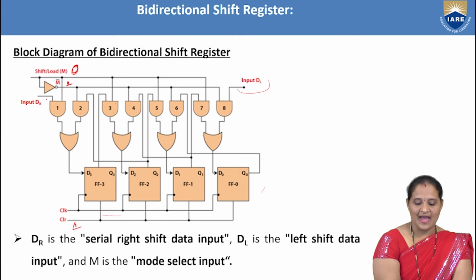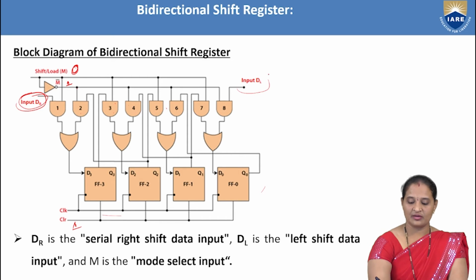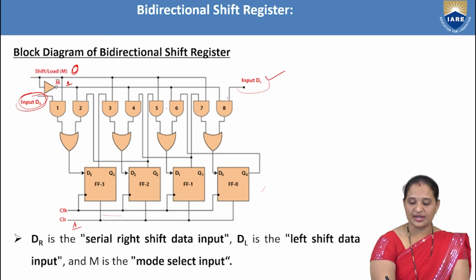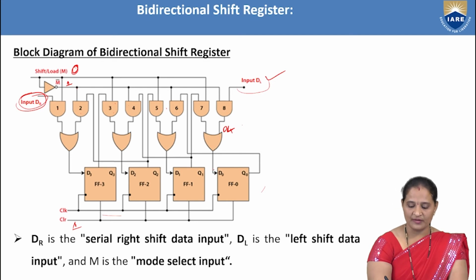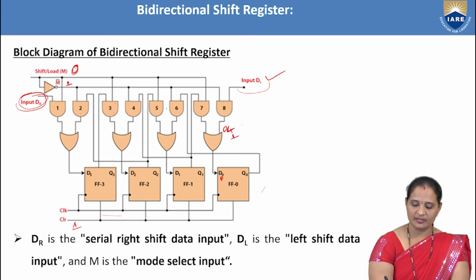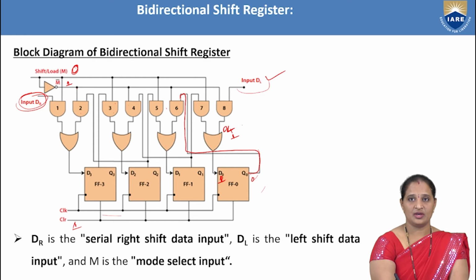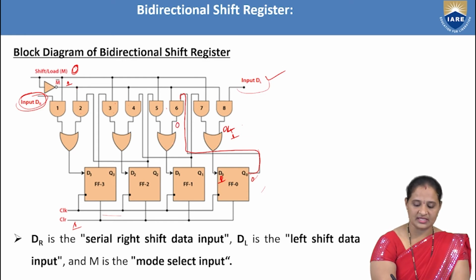Now what happens? As 1, 3, 5, 7 are disabled, this will be disabled here and this will be disabled here. Whereas this is enabled now because this is connected to the 8th AND gate. So now this DL is the left shift data input, and it will be given as input to D0. If I consider this as 1, this will be 1 now. What was the output of this one? Initially, we will clear all the flip-flops, so this was 0. This 0 is given to the 6th gate. So now what is the output of this 6th gate? 0.